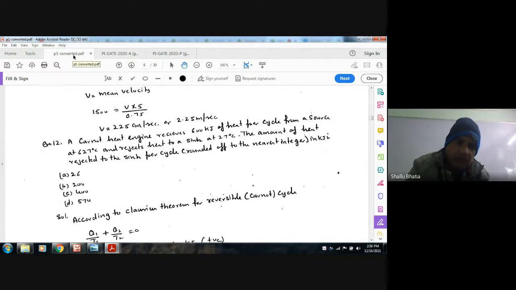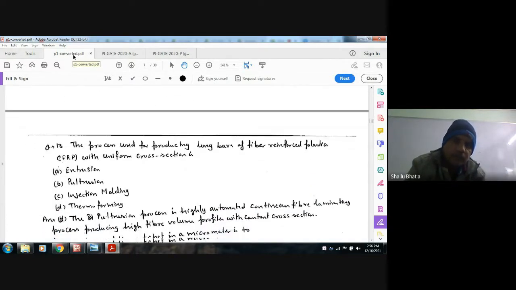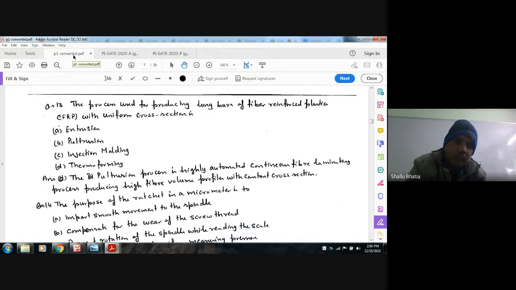Next, the process used for producing long bar or fiber reinforced plastics, FRP, with uniform cross section is: A. Extrusion, B. Filtration, C. Injection molding, D. Thermoforming. The answer is extrusion. So that is a straightforward theory question.